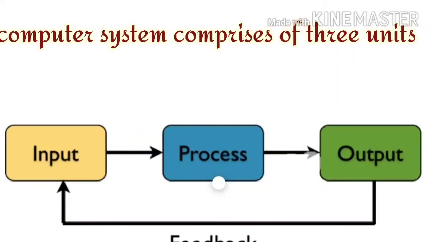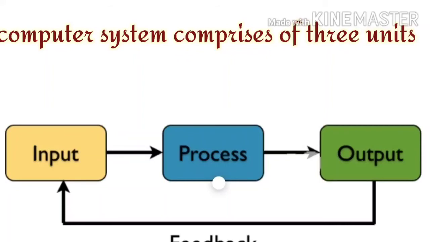Process unit. The central processing unit, commonly known as the CPU, is the most important unit where all the processing work is done. The CPU is the control center of the computer and hence it is said to be the brain of the computer.